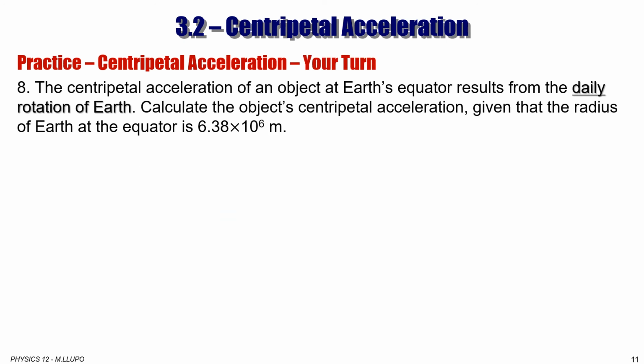Now it's your turn again to do some practice. Get your calculator, paper, and pencil ready, pause the video and solve it yourself. The centripetal acceleration of an object at the Earth's equator results from the daily rotation of the Earth. Calculate the object's centripetal acceleration given that the radius of the Earth at the equator is 6.38 times 10 to the power of 6 meters. Pause the video and solve it. If you got 3.37 times 10 to the power of -2 meters per second squared, you did it right.